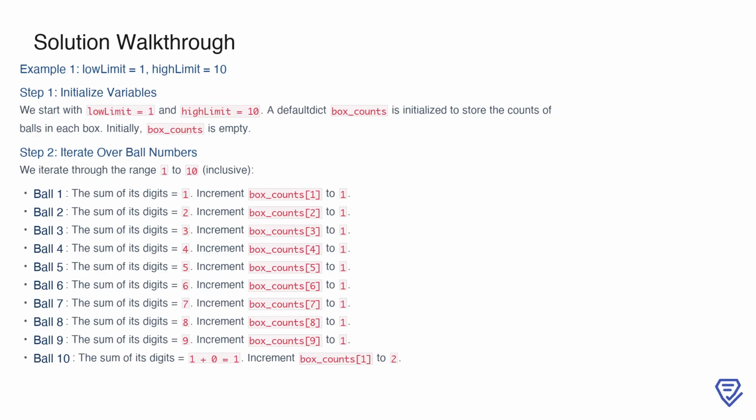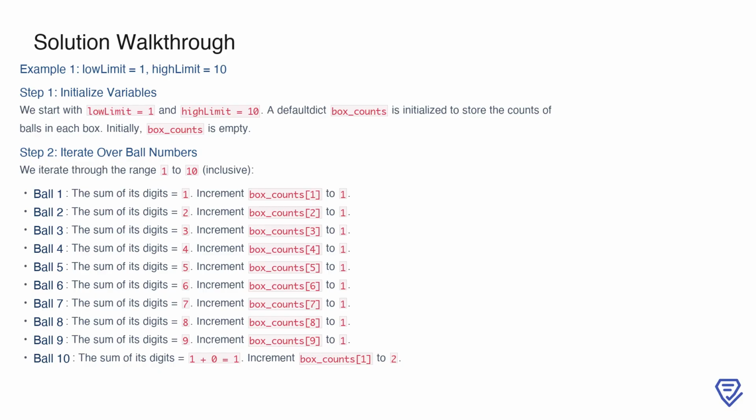First, we initialize a default dict called box_counts to store the count of balls for each box. Initially, this dictionary is empty. Next, we iterate over all numbers from 1 to 10. For each number, we calculate the sum of its digits. For instance, for ball 1, the sum of its digits is 1, so we increment the count for box 1. For ball 2, the sum is 2, so we increment the count for box 2, and so on.